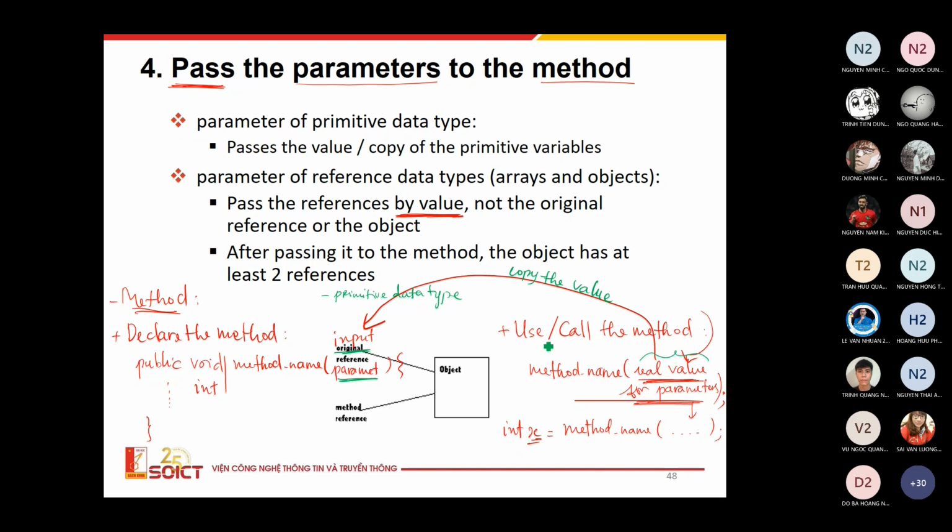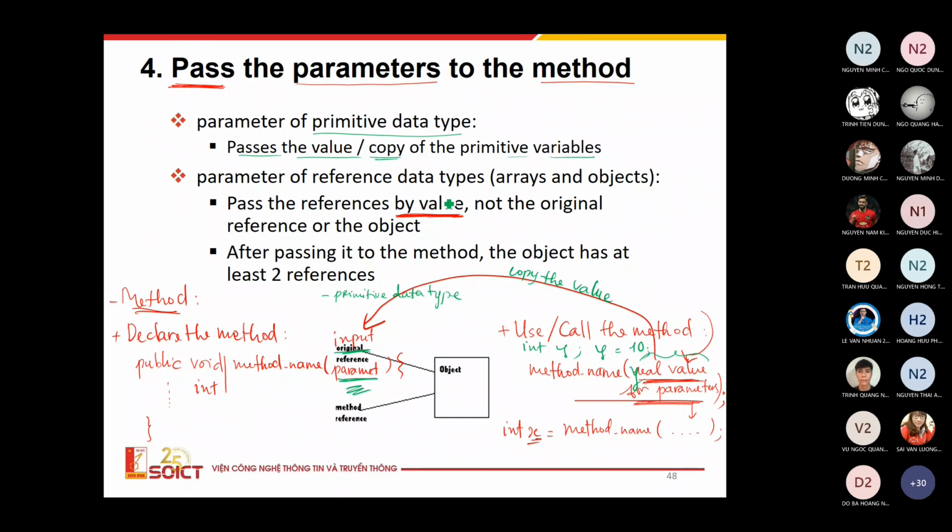For example, here I will pass to you a variable y with this value, and here I pass y to the method name. And then 10, because the value of y is now 10, so the 10 will be copied to this input parameter. Okay, firstly, for the primitive data type, they will pass the value, or the copy of this variable.